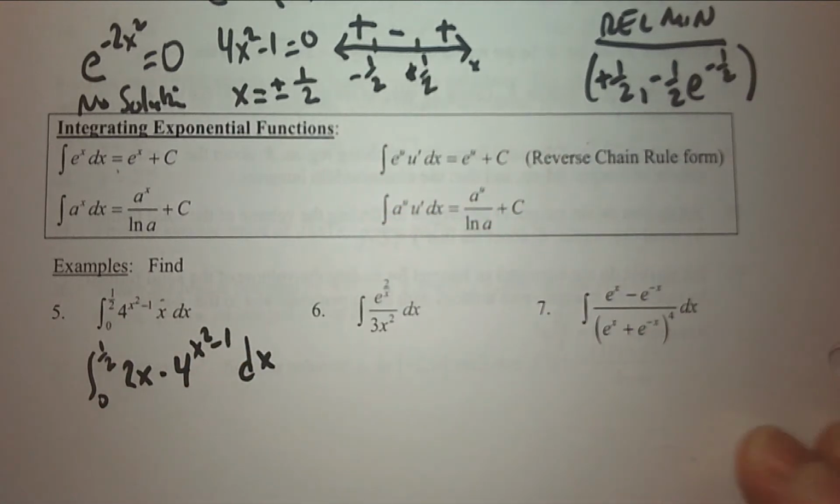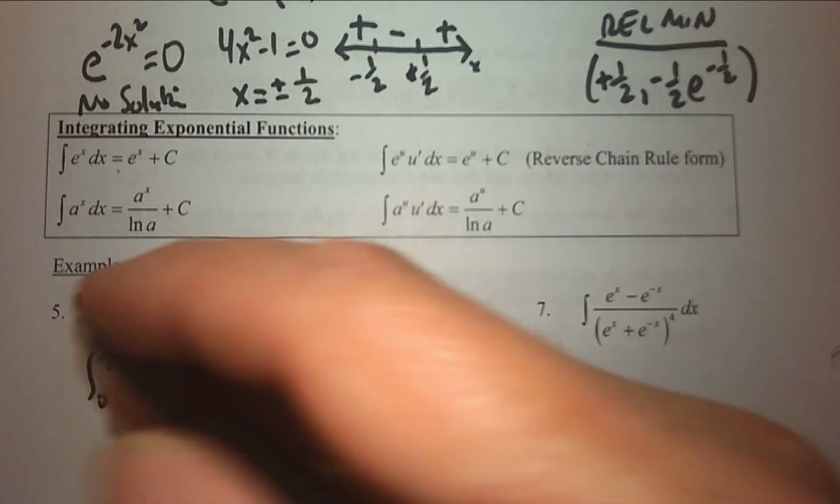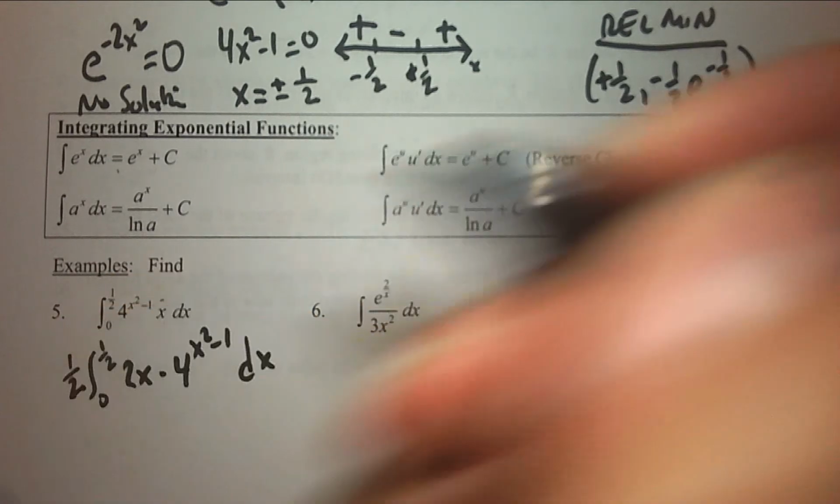That's what I want. Why do I want that? Because the derivative of x squared minus 1 is what? But what do I have? So how do I make them equivalent? What does it need?